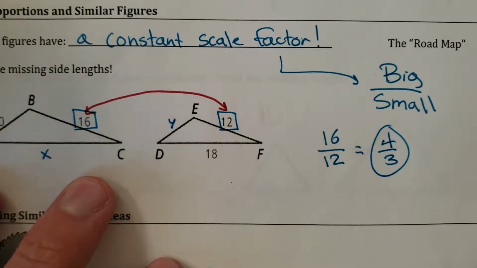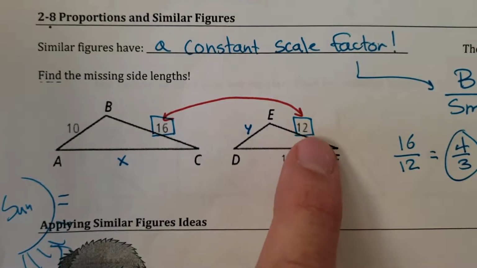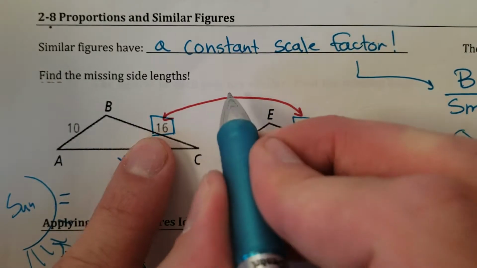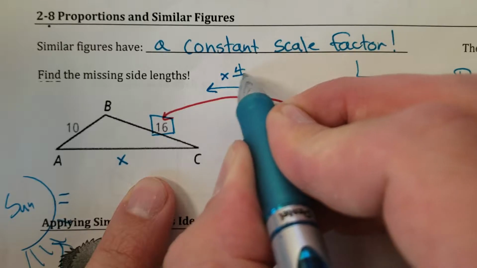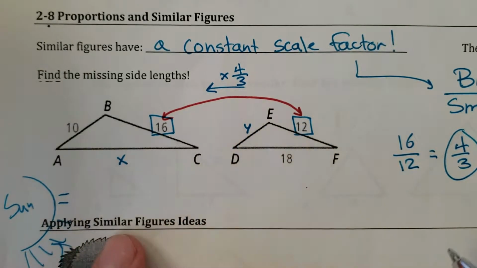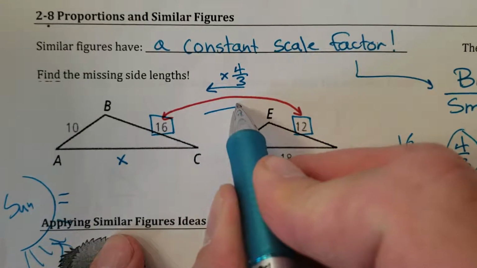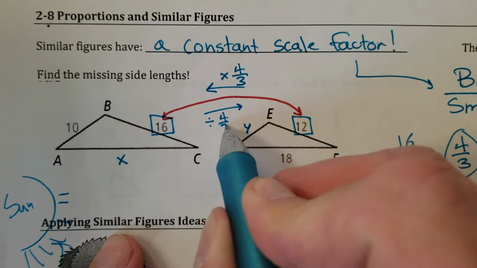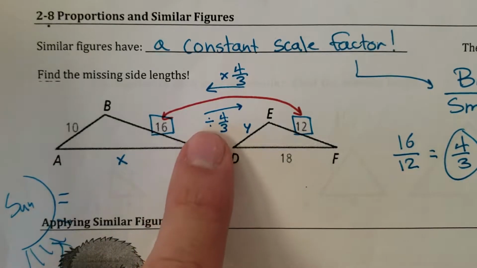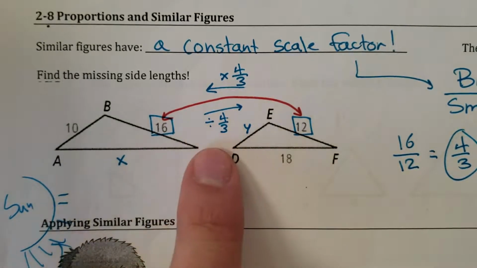Okay? What does that mean? That means going from the small guy to the big guy, you're going to be multiplying by 4/3. Okay? So then reversing that, you would be dividing by 4/3. But then you remember, you never really truly divide by fractions, so you actually would be multiplying by the reciprocal.